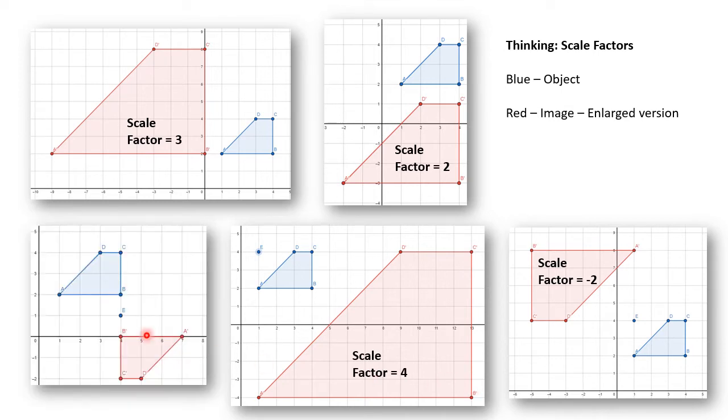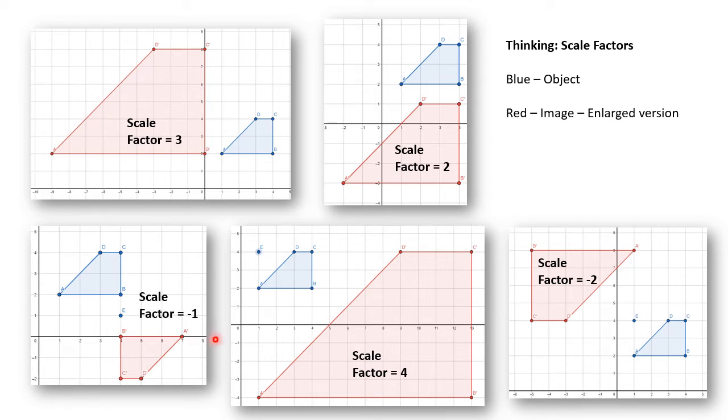And one last one to have a look at. We can see this is 1 and it's 2, and it's 1 and it's 2. So it's exactly the same size, but again, much like the scale factor -2, this shape has been flipped upside down. And so it's got a scale factor of -1.